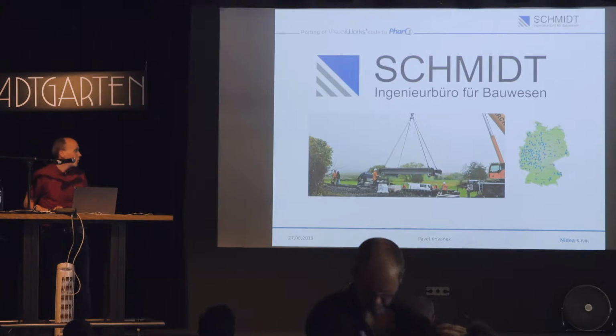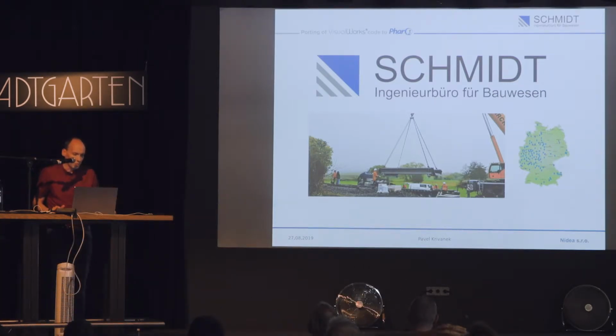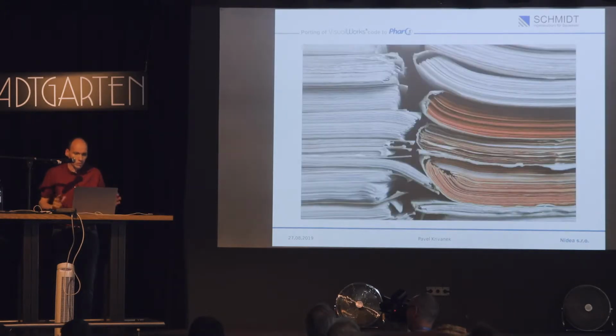Schmidt Inženýrbüro für Bauwesen is a German company which does construction engineering all over Germany. It has already done over 8,000 projects. And for those projects, you need a lot of documents, revisions of those documents, you need plans and so on. It's a huge amount of stuff that you need to deal with.